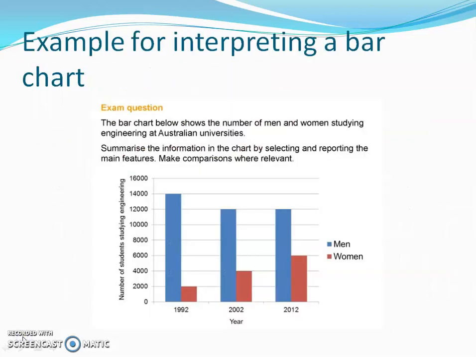In this slide, I am going to discuss with you about the example for interpreting a bar chart. The bar chart below shows the number of men and women studying engineering at Australian universities. Now, you need to summarize the information in the chart by selecting and reporting the main features. Make comparisons where relevant.